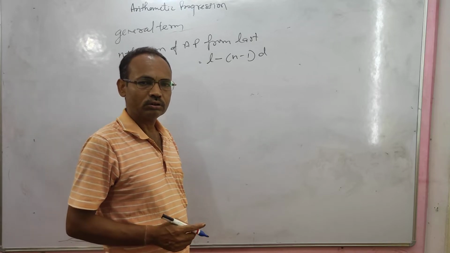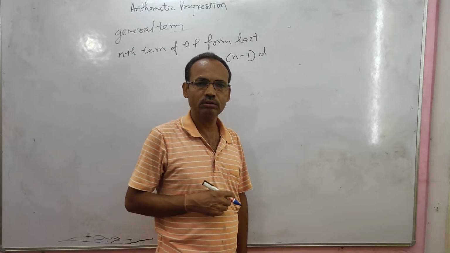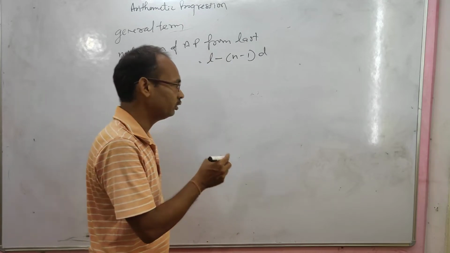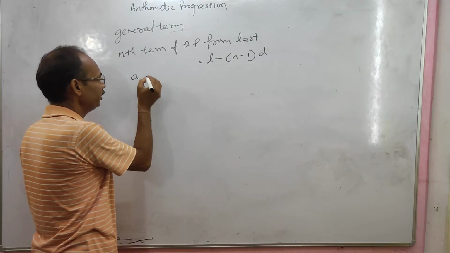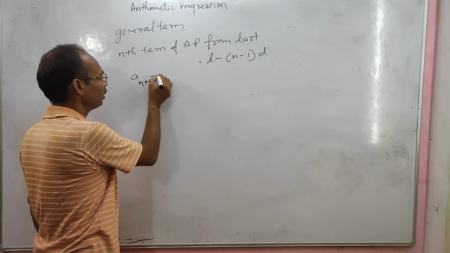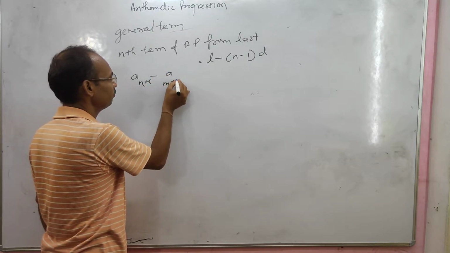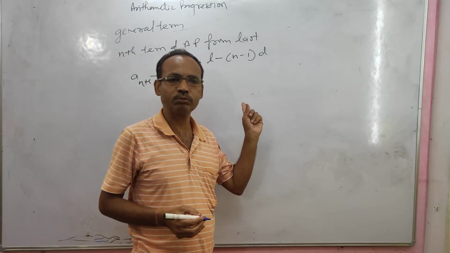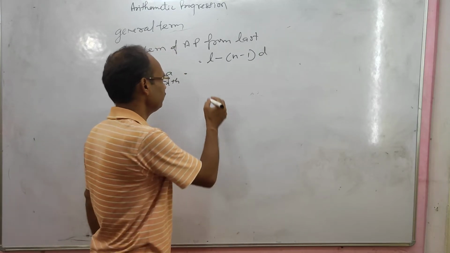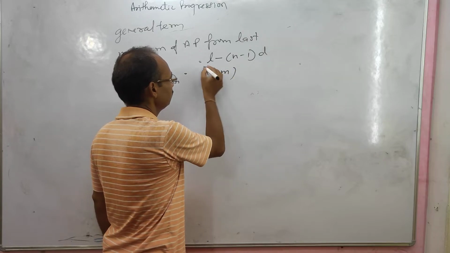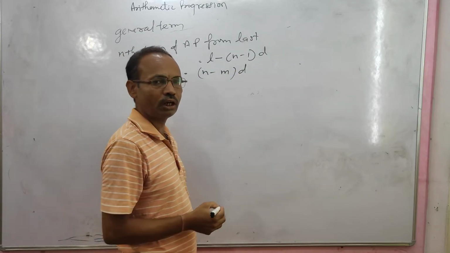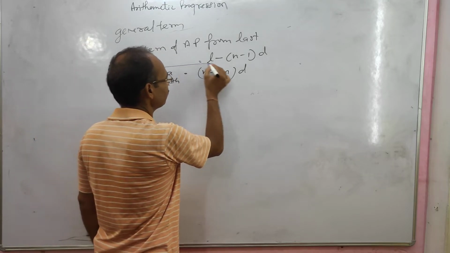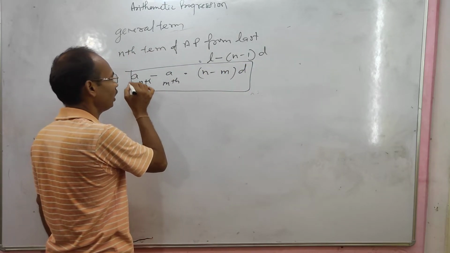And the difference of two terms. Calculating the difference of two terms is also very easy. Let a n minus a m be the difference of the nth term and the mth term. How can you calculate the difference of two terms? It is n minus m into d, where d is the common difference. You can easily calculate the difference between any two terms of an AP.